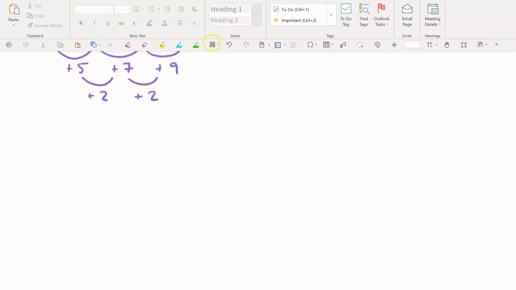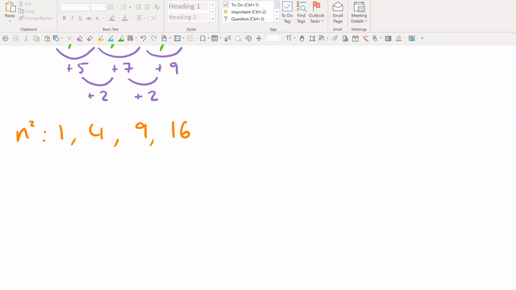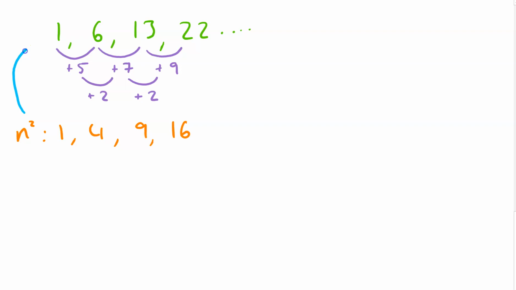How many n squareds have I got? I've got 1 n squared, which are 1, 4, 9, 16. Clearly not the right numbers, so I need to do my adjustments. So to get from those numbers to those numbers, well, I don't need to do anything to the first one. I need to add 2 to the second, add 4, add 6. Add 0, add 2, add 4.